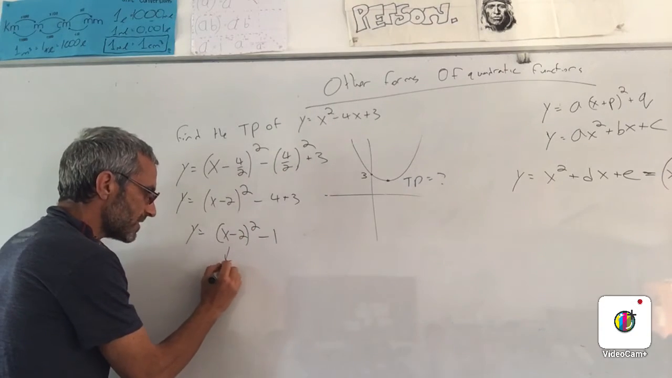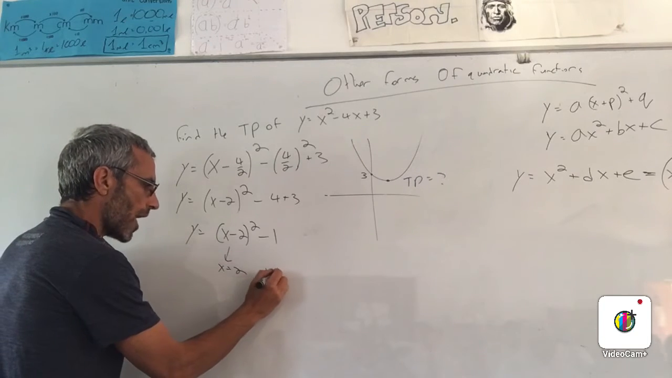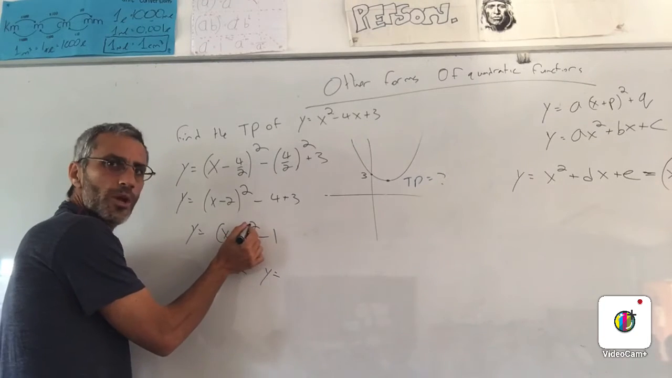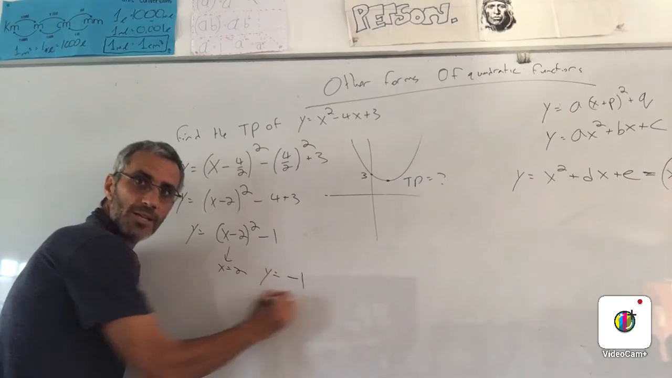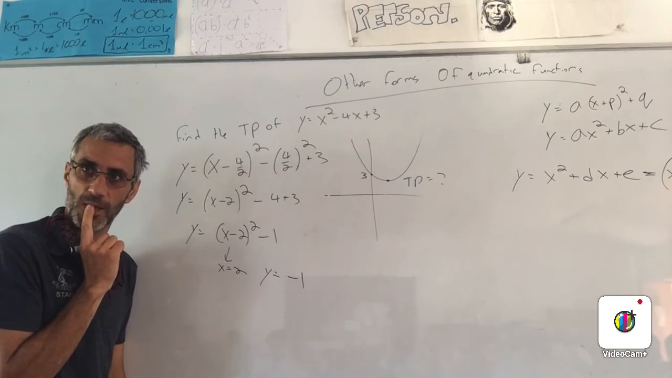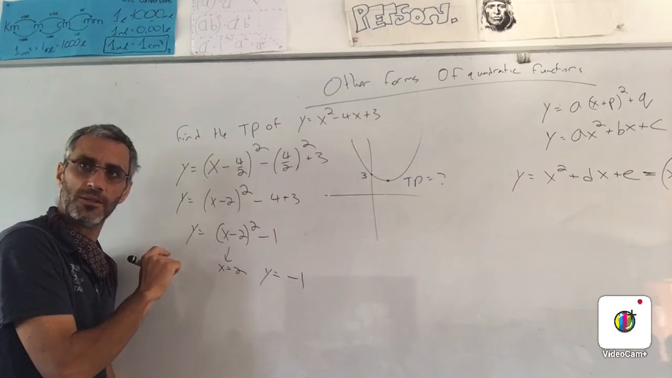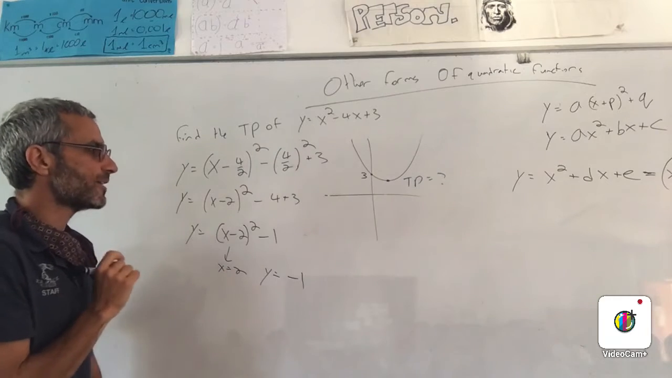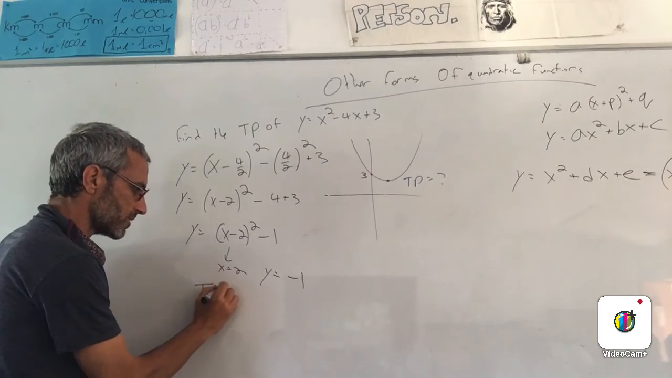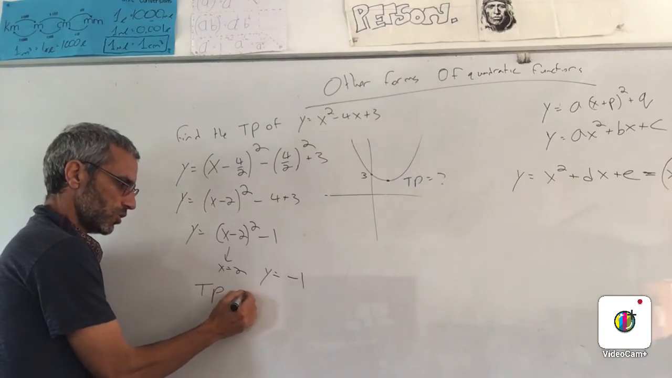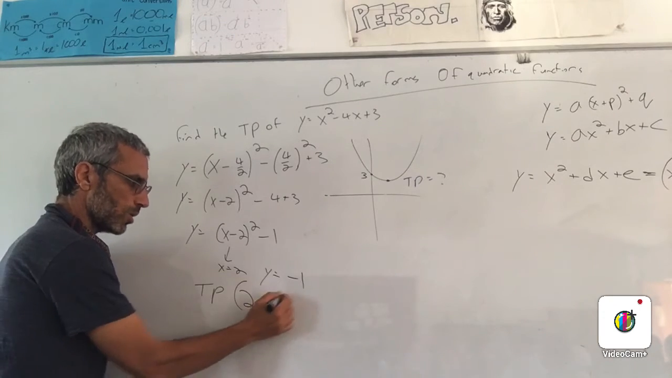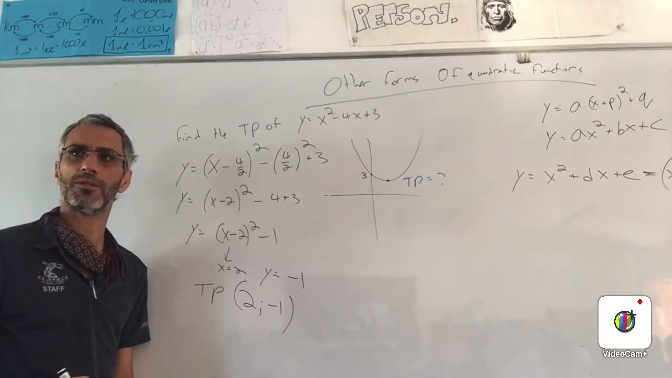When x is equal to 2, what is y going to be? Well, 2 minus 2 squared is 0, so it will be minus 1, because I've got minus 1. So what's my turning point? What is the turning point? (2, -1). That's my turning point.